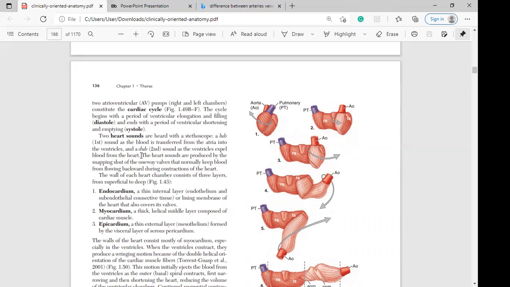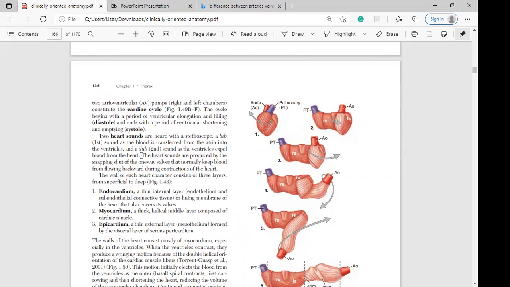Lob sound when blood enters the ventricle from the atrium, and then the dub sound when blood leaves the ventricles. Now, we said when blood leaves the atrium to the ventricle, two valves will open, yes? What are the two valves that will open? Tricuspid and mitral valve, yeah? And bicuspid. So they will open.